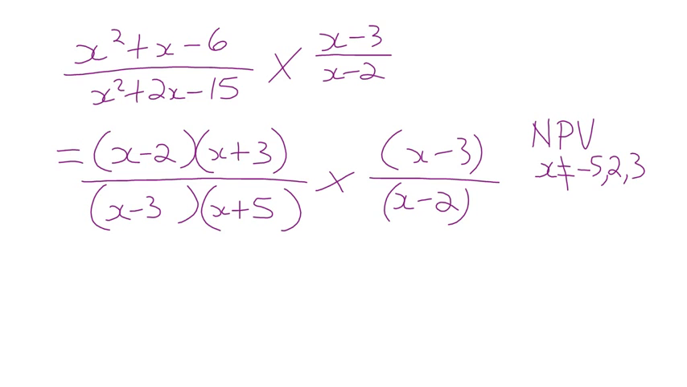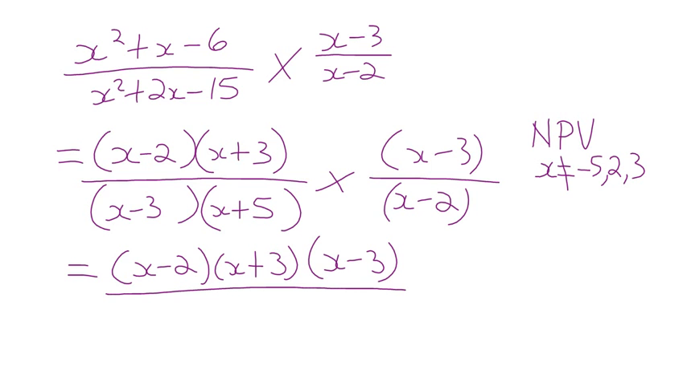Okay, and now we can cancel anything on the top with anything on the bottom. So I could write these together, like just remove the times, put that down. So I could write it as x minus 2 times x plus 3, and then just write this one together, x minus 3 over x minus 3, x plus 5, x minus 2. So we can do it.